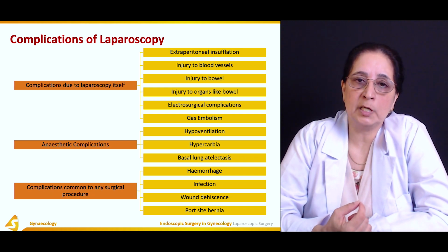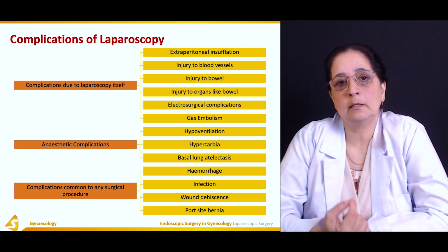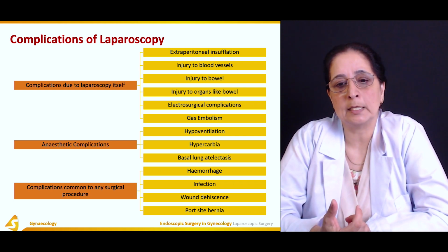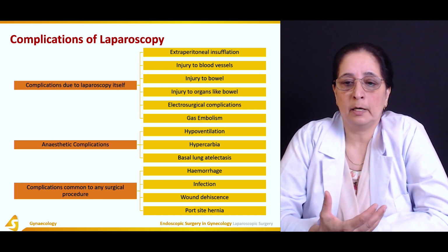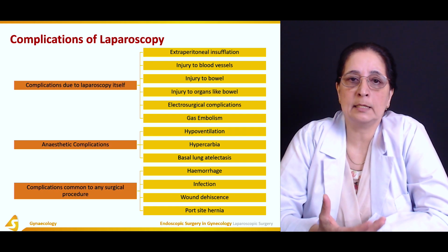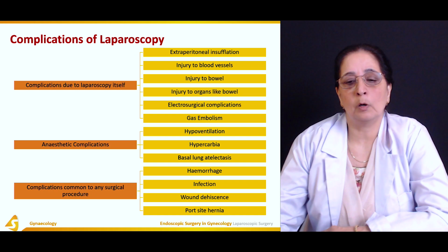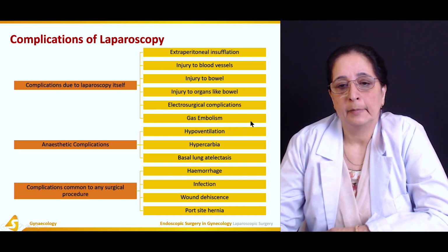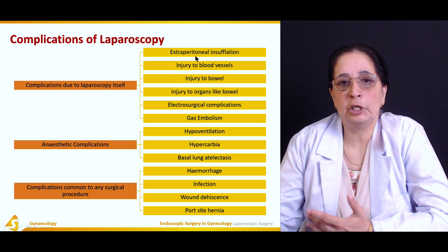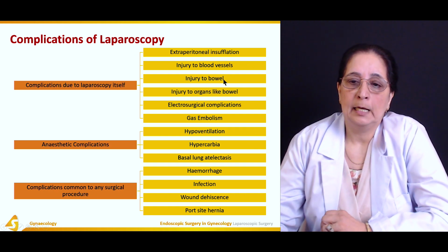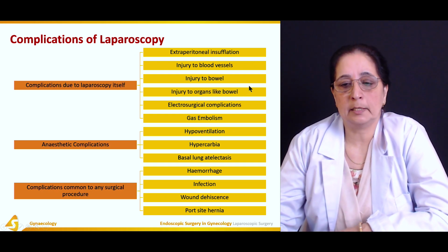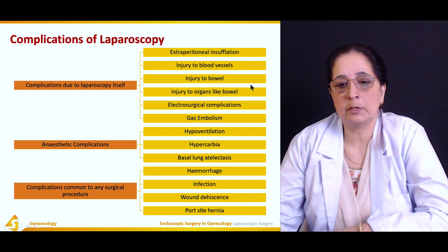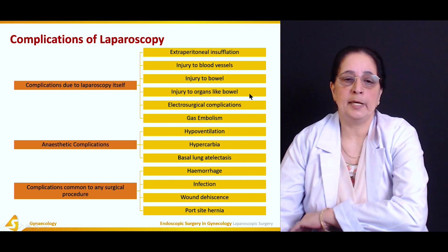Embolism is a floating piece that can move in the circulation and block a blood vessel. Since we put gas inside to cause distension, that gas can sometimes cause embolism or blockage of the blood vessel. And then extraperitoneal insufflation: if there is leakage of gas, it can lead to insufflation outside the peritoneum. So these were all the complications associated with laparoscopy itself.